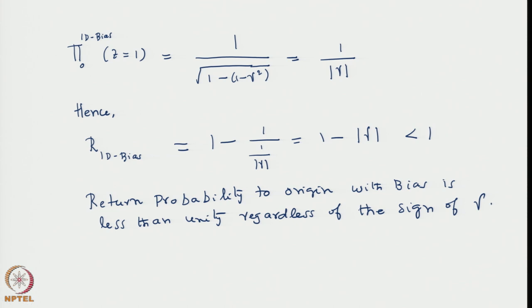So what it means is, if you have some bias, the random walker has a certain probability of escape. The return is less than 1, which means there is a non-zero probability of escape. If gamma is 0, the return probability is unity, escape probability is 0, consistent with our previous discussions of symmetric random walk. As gamma increases, the escape probability increases, and it is independent of the sign of gamma, because here we are not talking of an absorber. Whichever way there is a bias, in that particular direction there will be an escape. It can be plus infinity direction or minus infinity direction. Hence, escape probability exists for non-zero gamma.